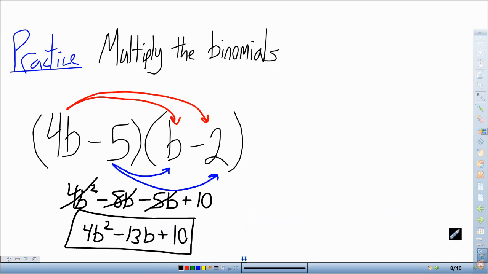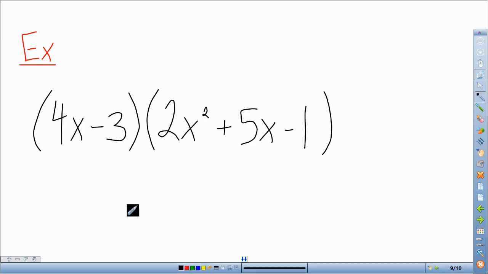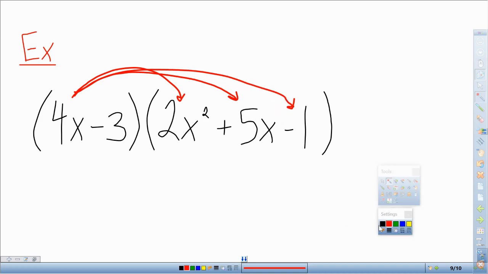Okay, so last couple of problems here. Let's look at what happens when we multiply a binomial by a trinomial. Go ahead and get this. Okay, when we go to do this, literally no difference. We still have this 4x here, and it still needs to be distributed into this parentheses. It just so happens there's three things that it's going to be multiplied by. Okay, so just one step at a time.